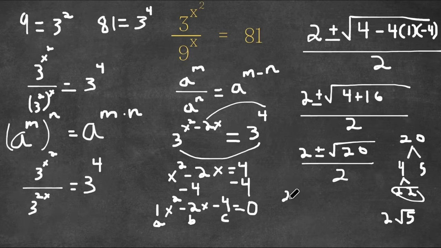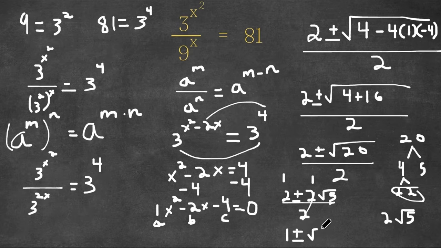So we have 2 plus or minus 2 root 5 over 2. And now, if I divide 2 by 2, I get 1. And 2 divided by 2 over here is also 1. So this would equal 1 plus or minus the square root of 5. And this would be our answer.